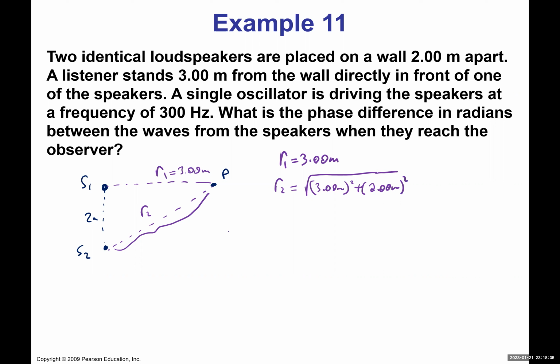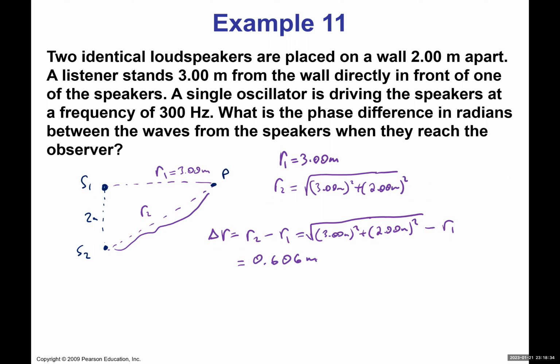Then to find delta R, we'll just do R2 minus R1, which is the square root of 3 meters squared plus 2 meters squared, which is R2, minus R1. So this should give us 0.606 meters.